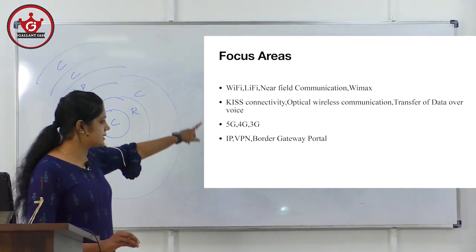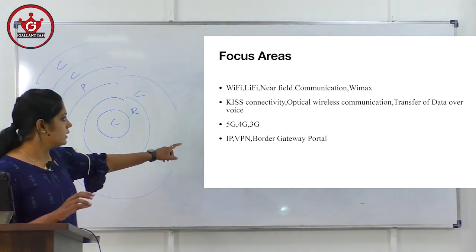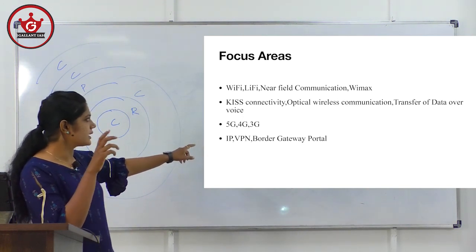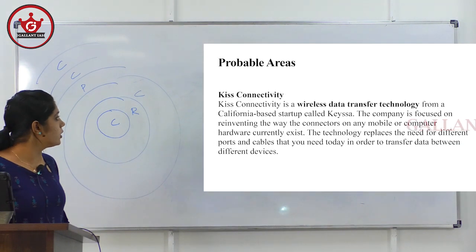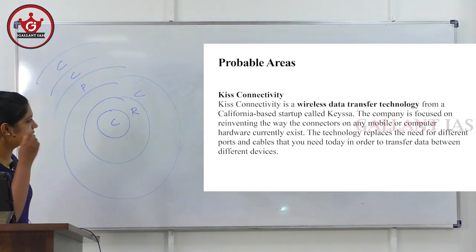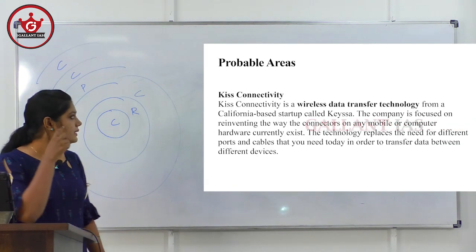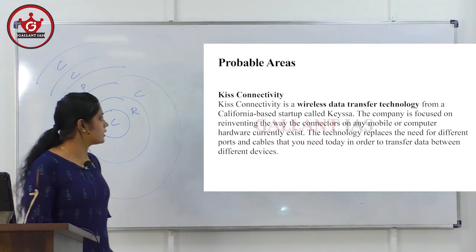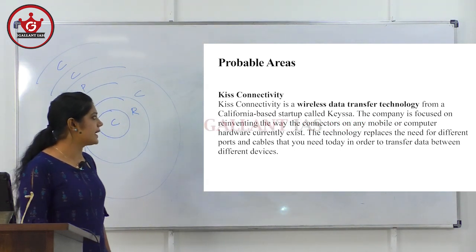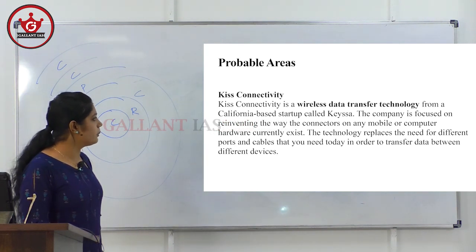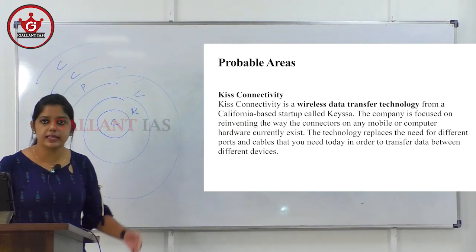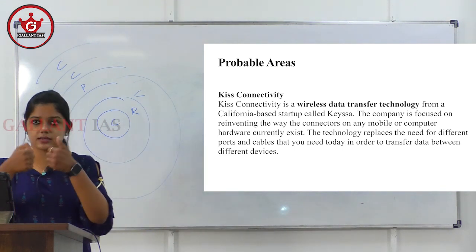I'll be discussing KISS connectivity. The name is quite interesting. What is the probable area? What is KISS connectivity? KISS connectivity is a wireless data transfer technology from a California-based startup. The company is focused on reinventing the way connectors exist on any mobile or computer hardware currently. They won't touch each other. That is KISS technology.